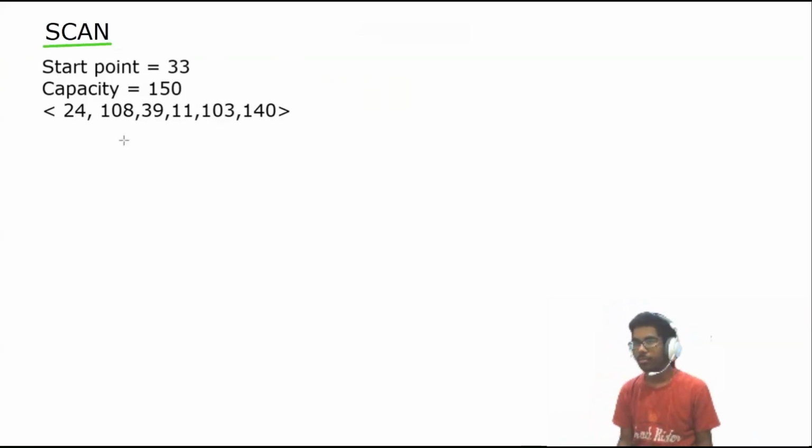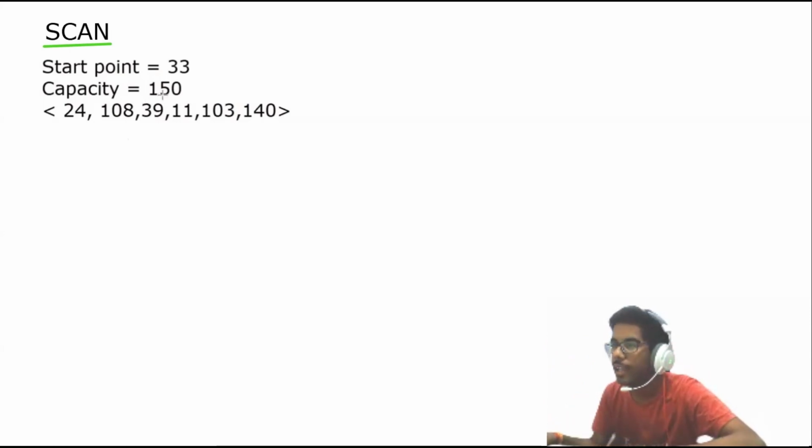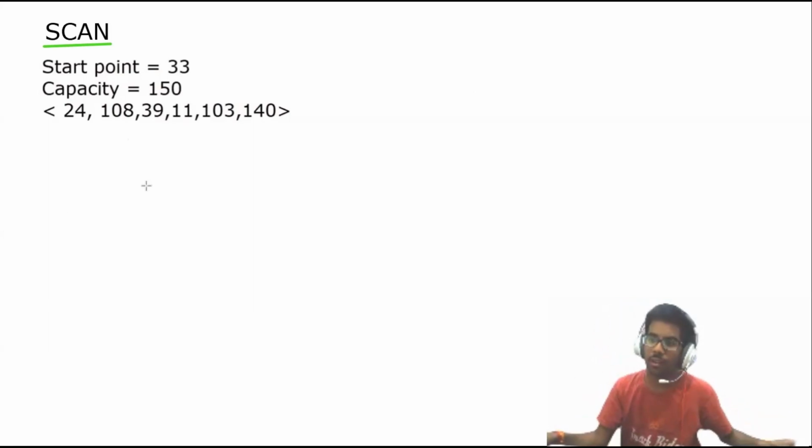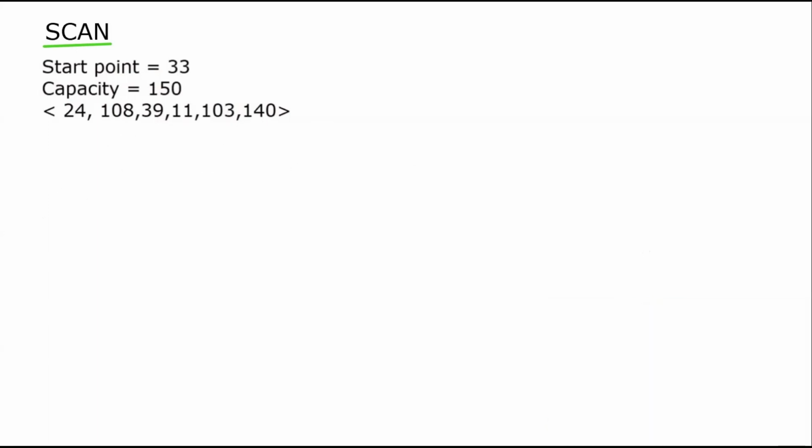In this algorithm, we actually start from the starting point, let's say 33, and then we have to reach the end while attending the service of the input requests. And then we just turn around, hit another end, and come back. So this goes on and on until everything is done. So let's do it in this example.